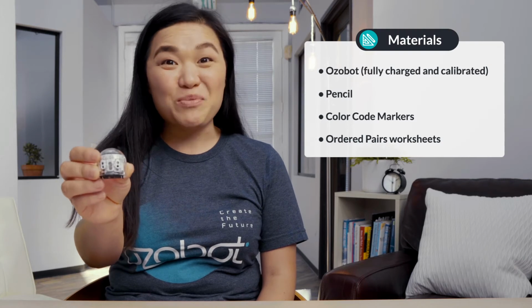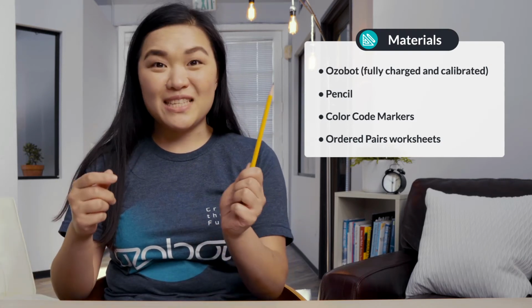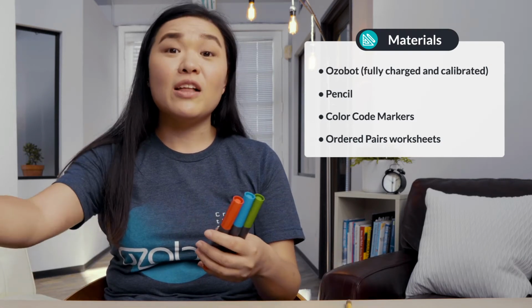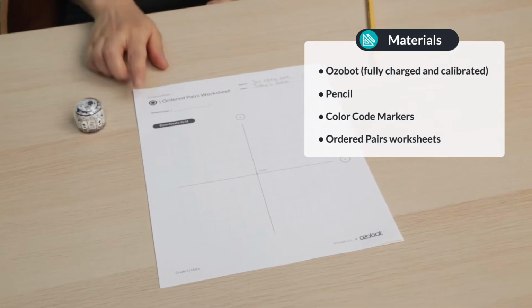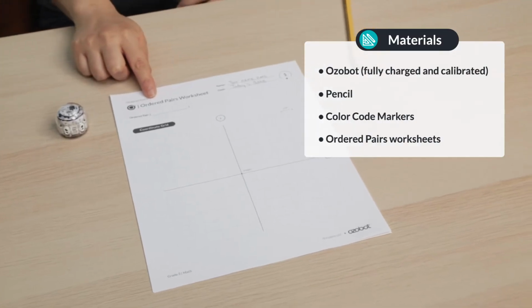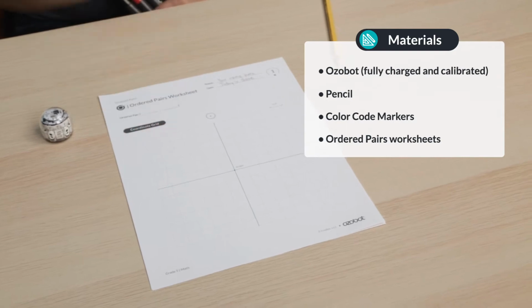coordinate grid. For today's lesson, you will need an Ozobot fully charged and calibrated, a pencil, your color code markers, and your ordered pairs worksheet. Make sure to have both pages.